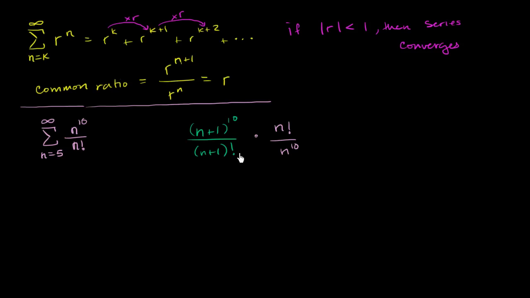Well, if we do a little algebra here, n plus 1 factorial, and factorial algebra is always fun. This is the same thing as n plus 1 times n factorial. And you're not used to seeing order of operations dealing with factorial, but this factorial only applies to this n right over here. And why is that useful? Because this n factorial cancels with that n factorial. And we're left with n plus 1 to the 10th power over n plus 1 times n to the 10th.